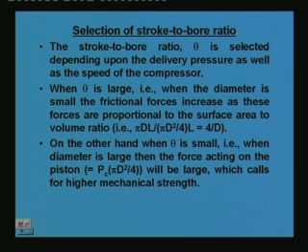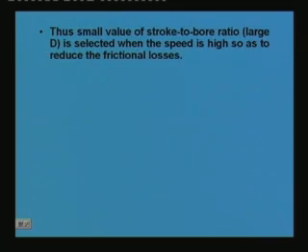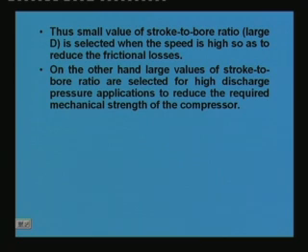So, as a result, we normally find that a small value of stroke to bore ratio, that means large D, is selected when the speed is high, so that we can reduce the frictional losses. And on the other hand, large values of stroke to bore ratio, that means small diameter, are selected when high discharge pressure applications are encountered. That means for high discharge pressure applications you have to go for small diameter, and for high speed applications you have to go for large diameter.